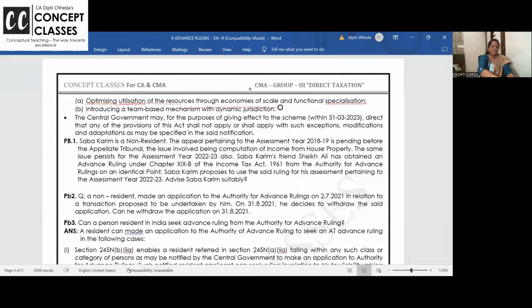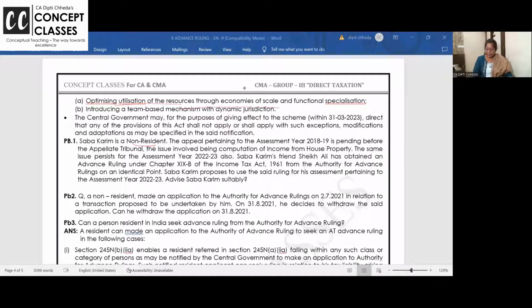Preferably, you write the answers over there or in your notebook, wherever you want to write. Sabha Karim is a non-resident. The appeal pertaining to assessment year 18 and 19 is pending. This is the level of the questions they are going to ask you. Case studies also, theory questions also, and MCQs. So I told you, 100 crores, 6 months, like this they are asking.